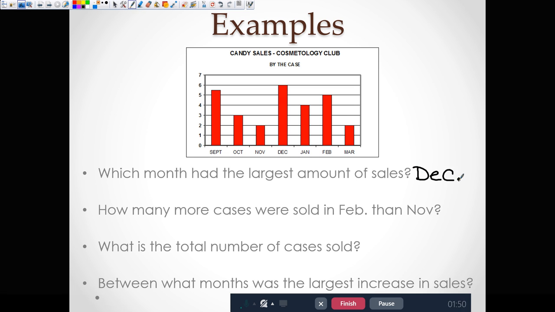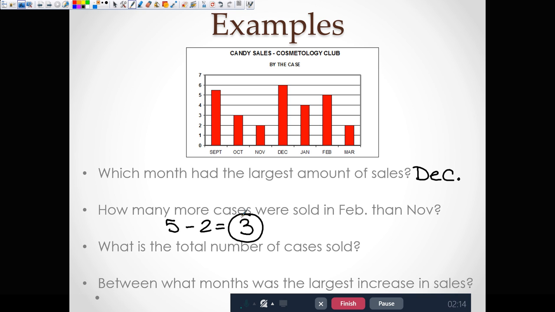All right. So the next question says, how many more cases were sold in February than November? So when you look at February, how many cases were sold in February? 5. How many cases were sold in November? 2. And 5 minus 2 is 3. So 3 more cases.